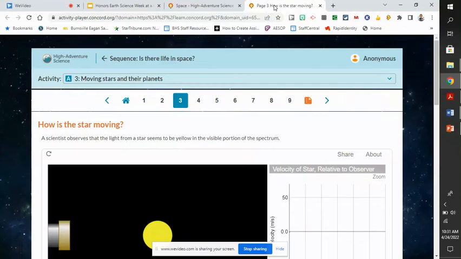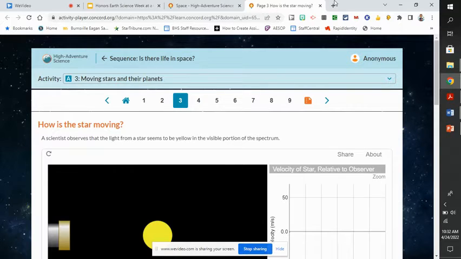Asynchronous activity for Tuesday, April 26th. What we're doing today is I'm giving you time to complete your high adventure science astronomy activity, Is There Life in Space? We're working on activity 3, and we will start with page 3. You should have already done pages 1 and 2.